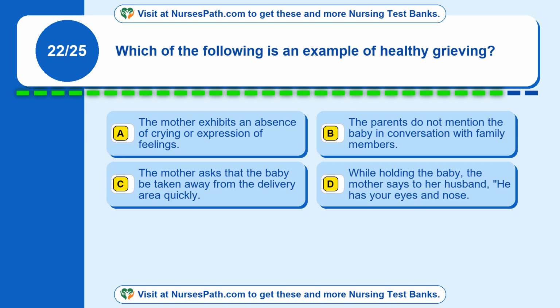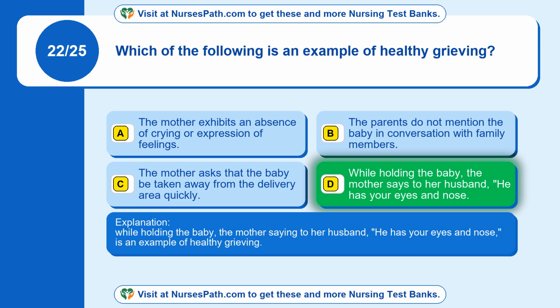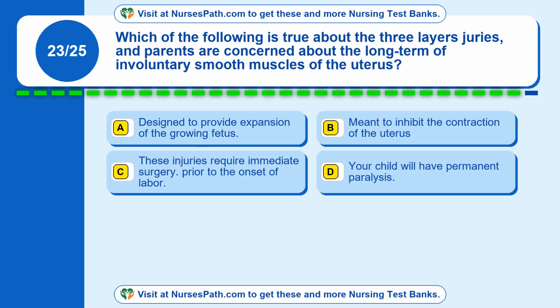Question 22. Which of the following is an example of healthy grieving? Option A. The mother exhibits an absence of crying or expression of feelings. Option B. The parents do not mention the baby in conversation with family members. Option C. The mother asks that the baby be taken away from the delivery area quickly. Option D. While holding the baby, the mother says to her husband, "He has your eyes and nose." The correct answer is option D. While holding the baby, the mother saying to her husband, "He has your eyes and nose," is an example of healthy grieving.